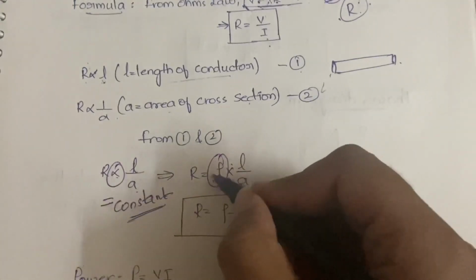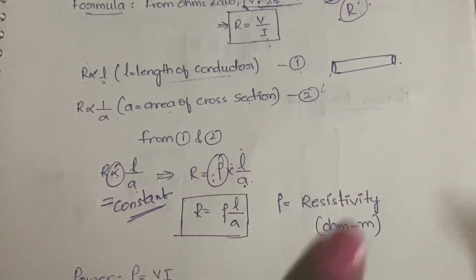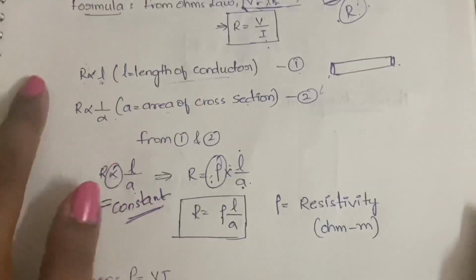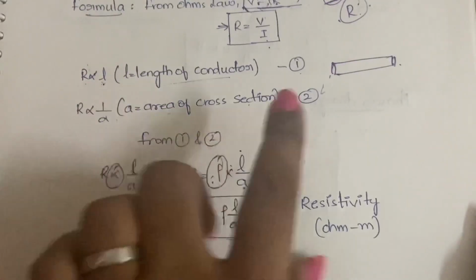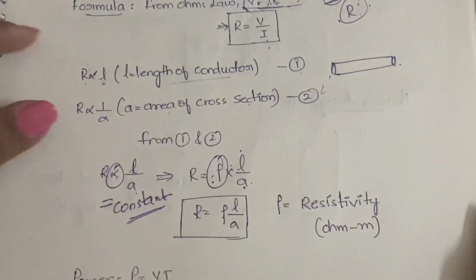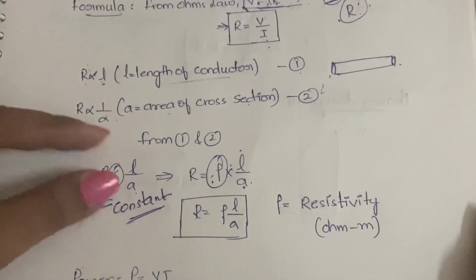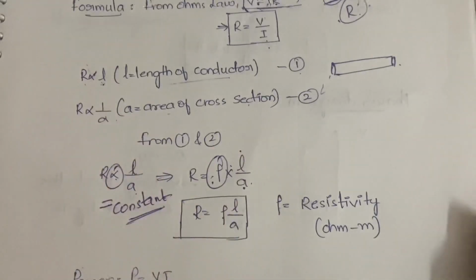So R is equal to rho into L by A, where rho is called the resistivity, and the unit of rho is ohm meters. R is directly proportional to the length of the conductor, and it is inversely proportional to the area of cross section of the conductor. If you combine these two equations, you get R is directly proportional to L by A, and on removing this proportionality, you get a constant. That constant is nothing but the resistivity.